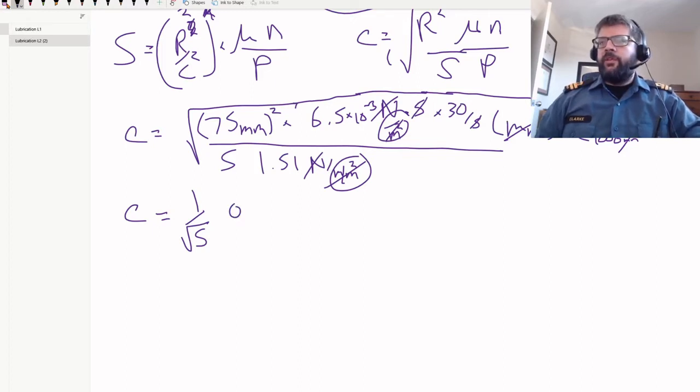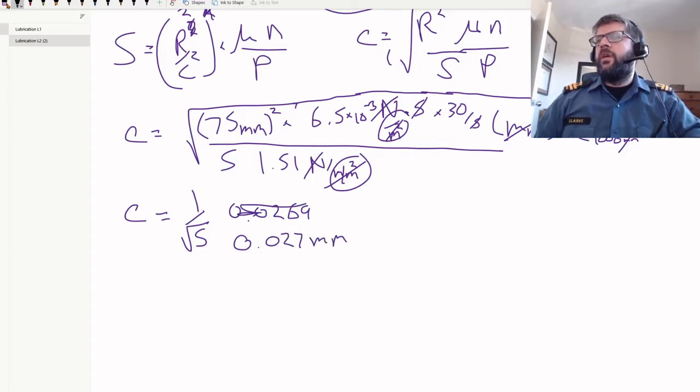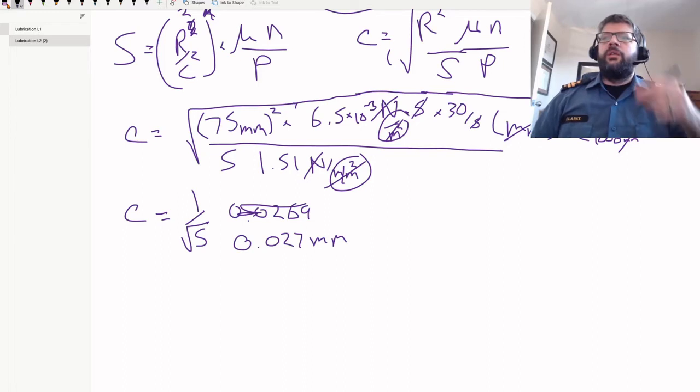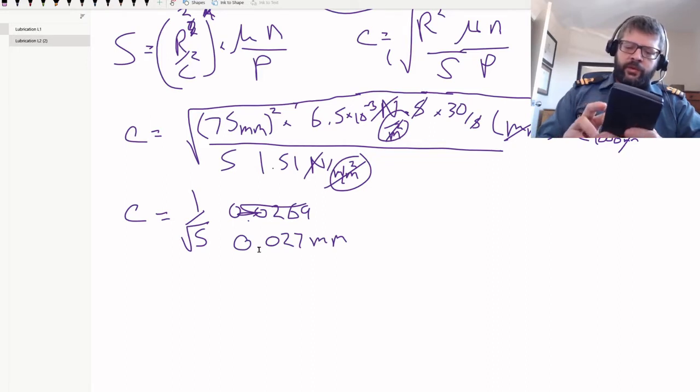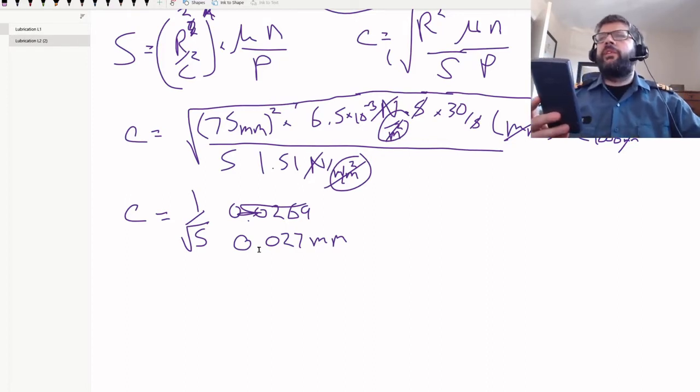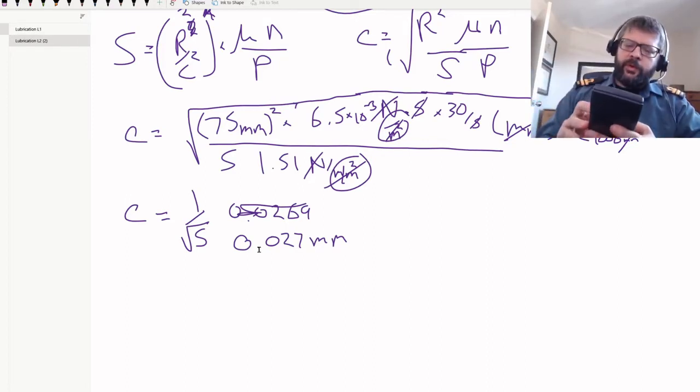0.0269, let's say 0.027 millimeters times 1 over the square root of S. So for the S value of 0.036, that divided by the square root of 0.36, the top one, divided by the square root of 0.36.